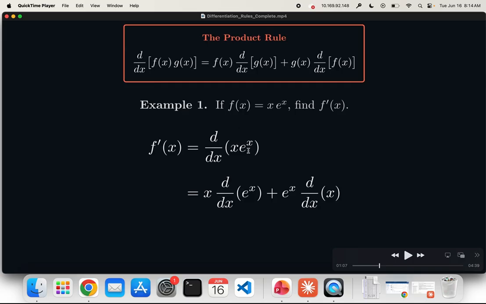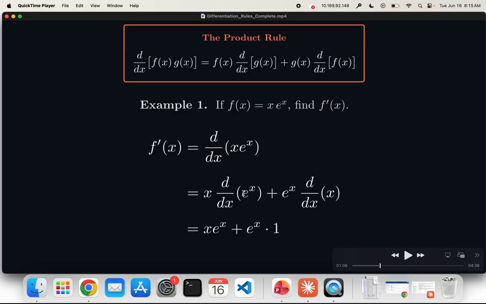So the product rule says that first you take the first function, you leave it alone. Take the first function x, leave it alone. Differentiate the second function. Differentiate e to the x. Plus, then you take the second function, e to the x, leave it alone. Then you differentiate the first function. So this is the application of the product rule.